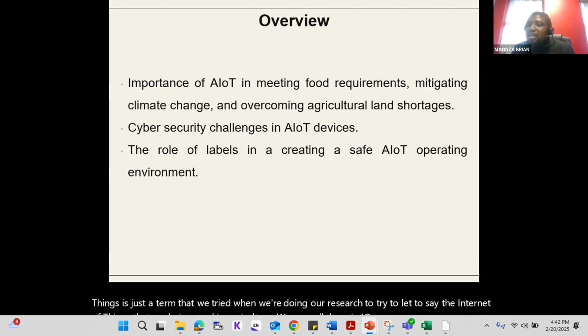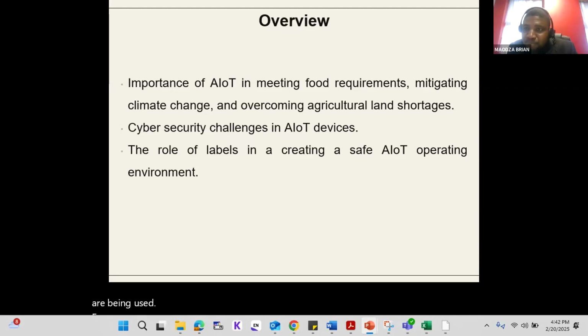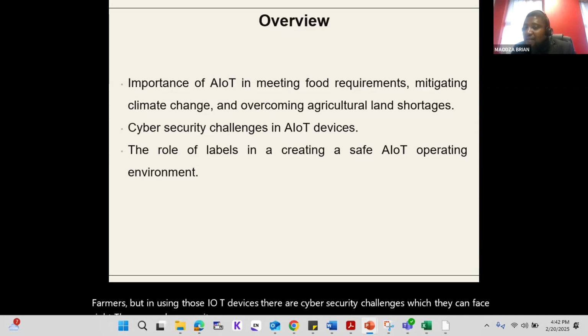So for example, you're looking at your moisture sensors, your greenhouse monitoring devices. You're also looking at GPS tracking for your livestock, right? Those are some of the examples of IoT devices that are being used by farmers. But in using those IoT devices, there are cybersecurity challenges which they face on a daily basis.